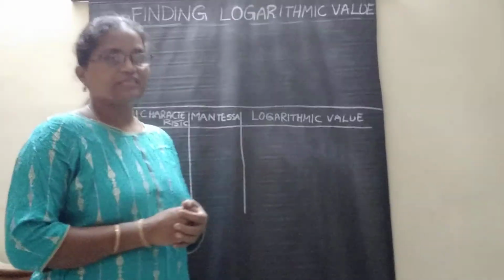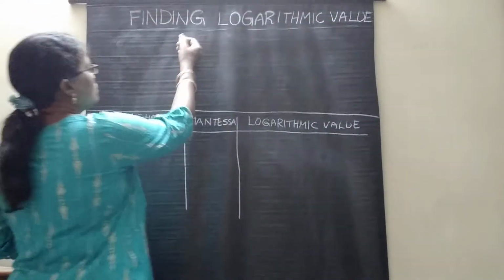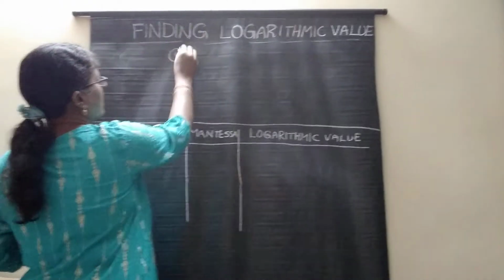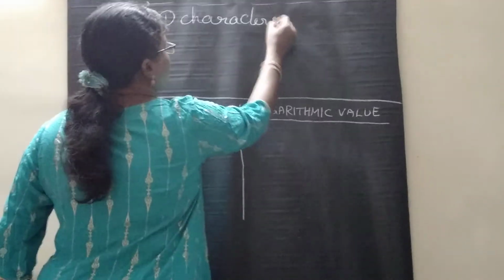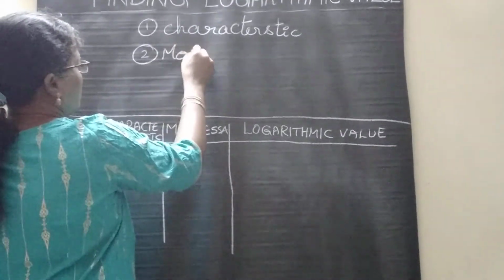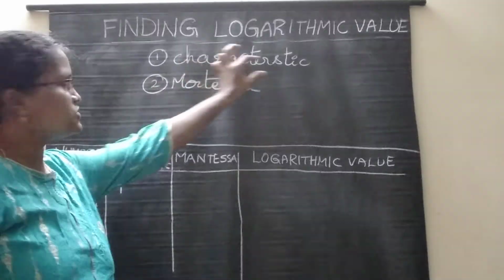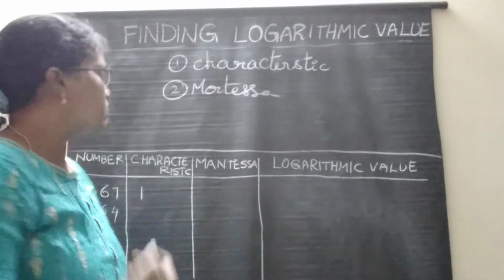In this process we have two main steps: one is the characteristic and the other is the mantissa. So, how do we find the characteristic and mantissa of a given logarithmic value?